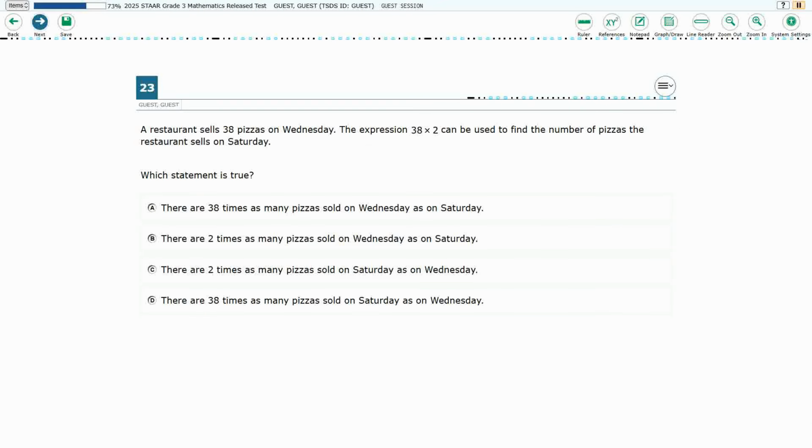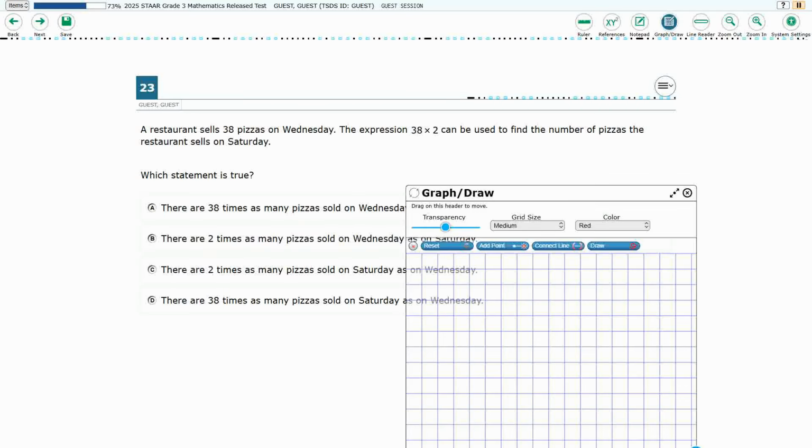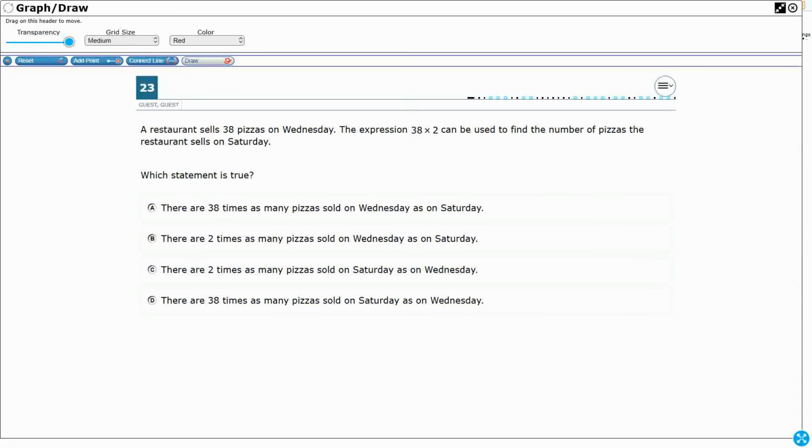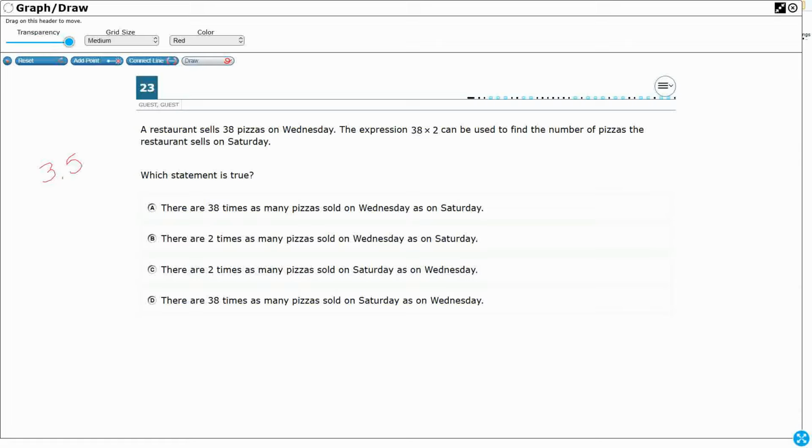For number 23, we are looking at 3.5C, multiplication as comparison. Now, that's a standard that we sometimes don't spend enough time on because we always think multiplication, huge emphasis in 3rd grade, as equal groups of, but sometimes it's also as comparison. So we've got a restaurant that sells 38 pizzas on Wednesday. The expression 38 times 2 can be used to find the number, and then look at this. It's a lot of words. It's because the standard actually uses the verb describe. We're not calculating, we're describing. So we have to be able to use words.